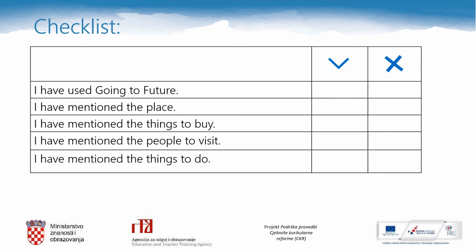This checklist will help you. Once you have prepared your talk, check if you have used going to future, if you have mentioned the place, if you have mentioned the things to buy, the people to visit, and the things to do.